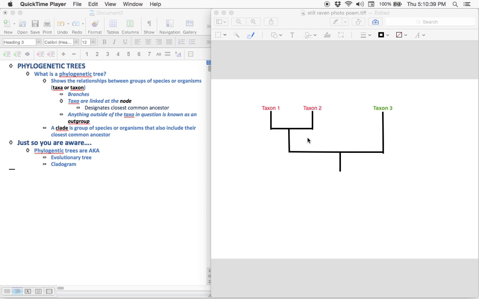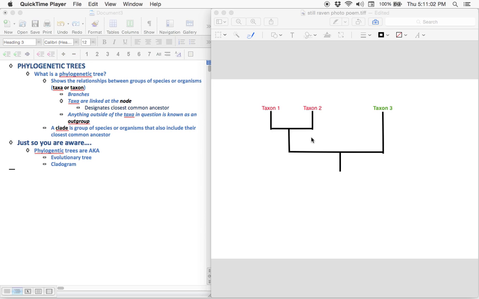Also, there are some scientists that will use phylogenetic trees and say that those are more specific because the branches on them represent a degree of relationship. So the smaller the branch, the more closely related they are to that common ancestor. However, that's not universal, so we're going to ignore that for now.